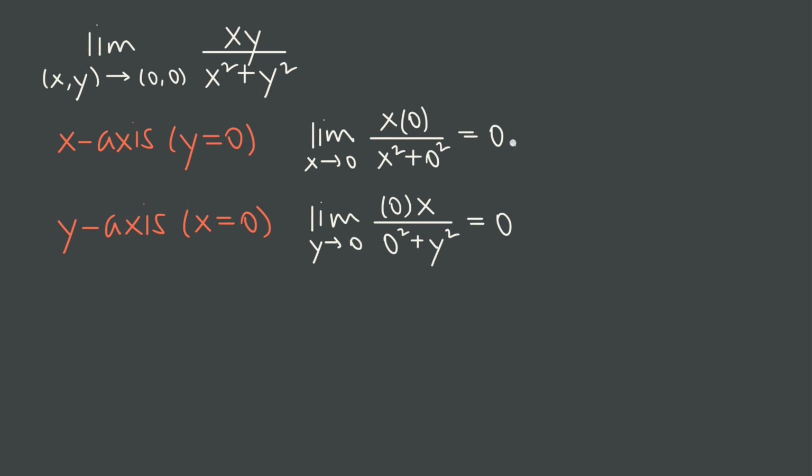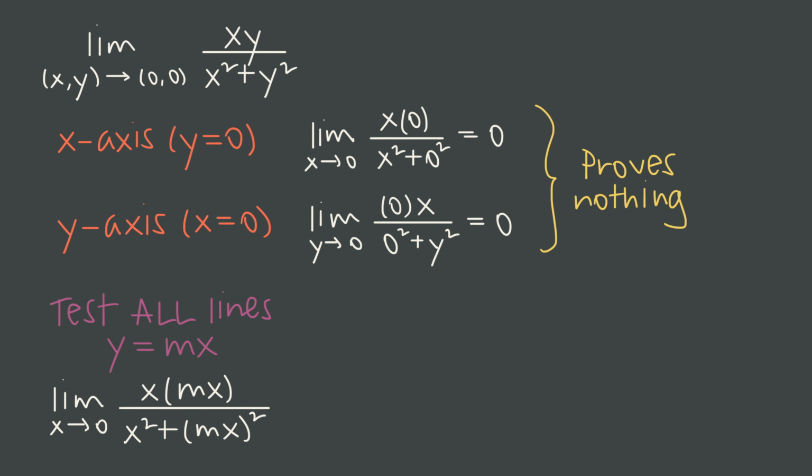We get 2 different matching limits, so does the limit exist? Well, actually, this is a trap. It proves nothing at all. What we need is a stronger test. So let's see what happens when we test every straight line, not just the lines y equals 0 and x equals 0, which we can do all at once using our family of lines y equals mx. You'll recognize this from the slope-intercept form of the equation of a line from algebra, y equals mx plus b.